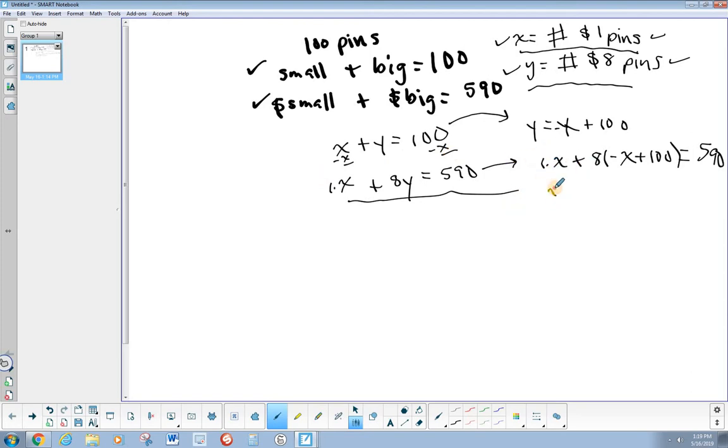So 1 times x is x. 8 times negative x is what? Negative 8x, right? Sorry about my writing. This tablet's hard to write with. 8 times 100 is not 100, right? It's what? 800. So we have equals 590.